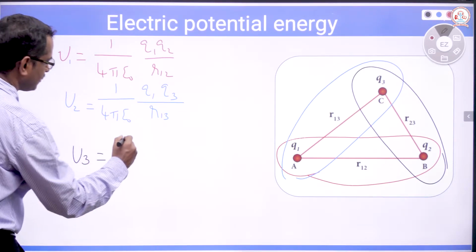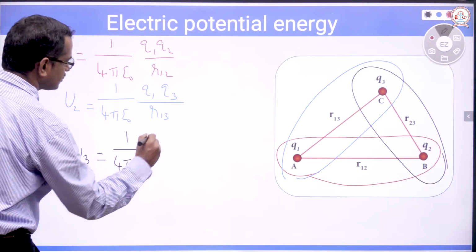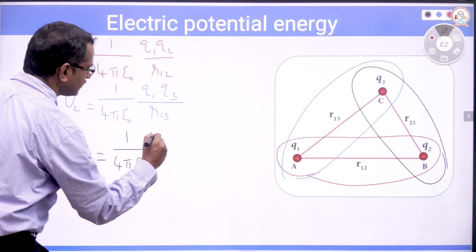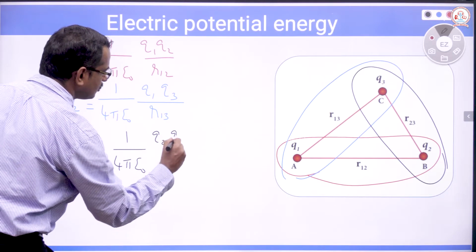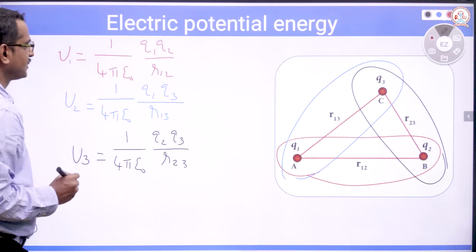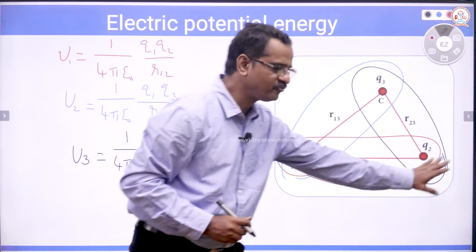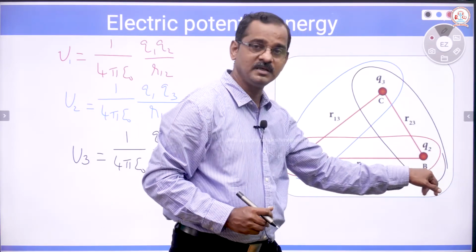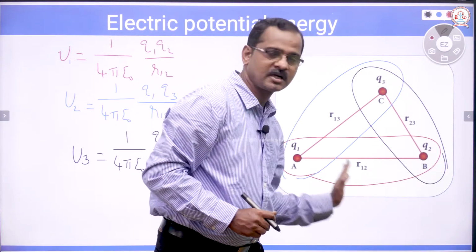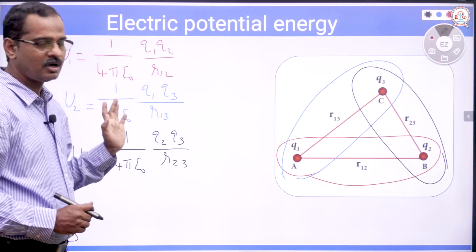Here U3 is equal to 1 divided by 4 pi epsilon naught Q2 Q3 by R23. We are dealing with Q2 and Q3, in the presence of Q1, to bring Q2 from infinity to the point B, in the absence of Q3. The electrostatic potential energy for the two charges will be equal to 1 by 4 pi epsilon naught Q1 Q2 by R12.